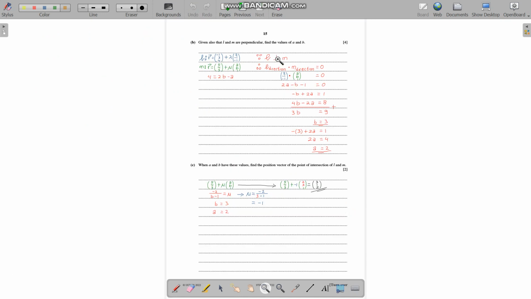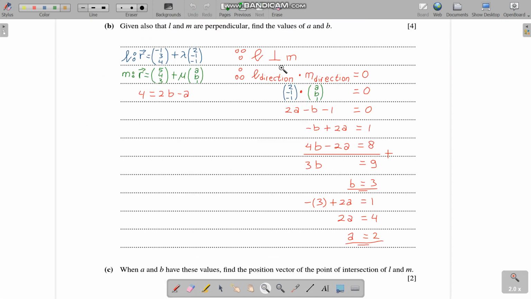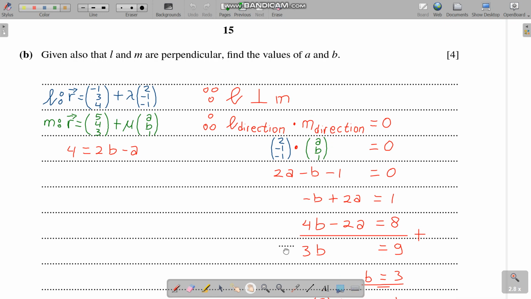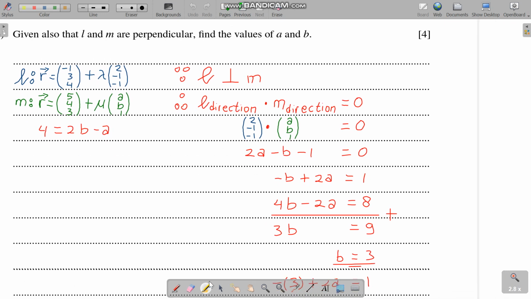The next part: given also that L and M are perpendicular, find a and b. So previously we know the L and the M vector equations. Perpendicular means the dot product equals 0. But we have to use the direction vectors, not the position vectors. So these are random points on the line, and these are the directions. So we use the directions.